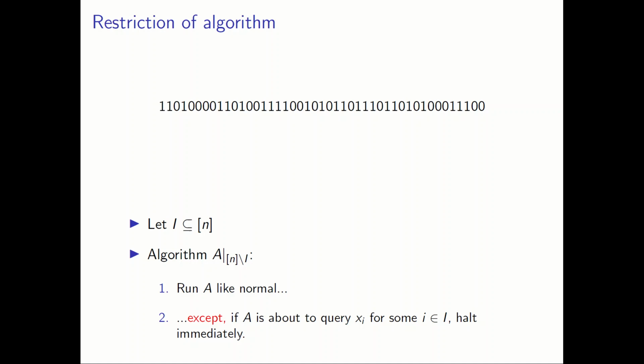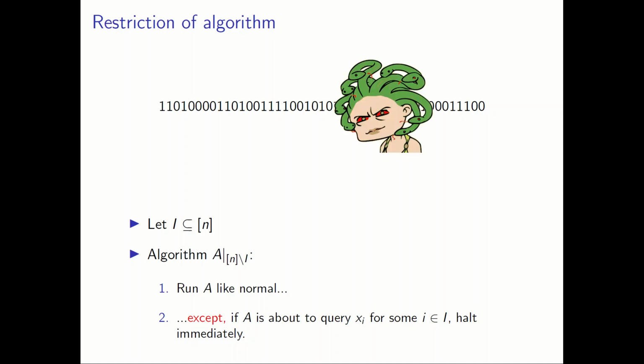It's kind of like we're putting Medusa at that forbidden region of the input, right? If the algorithm ever looks there, it's frozen. Okay, so this is how we're going to enforce the fact that we're using one part of the input as a source of random bits, and meanwhile the algorithm is looking somewhere else.